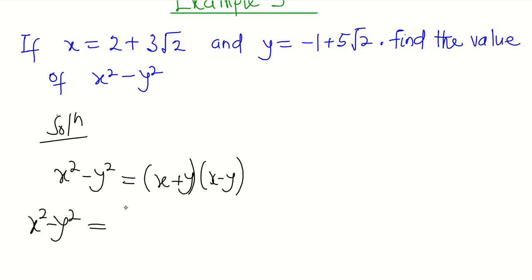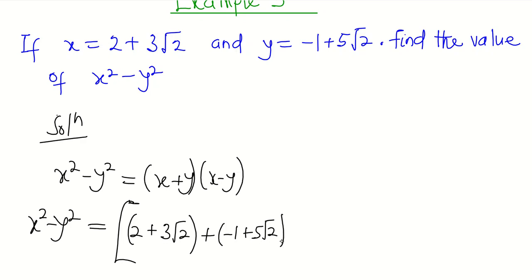Now x we know here to be 2 plus 3 square root of 2. So we have 2 plus 3 square root of 2. We put that in brackets, and plus our y here is minus 1 plus 5 square root of 2. So minus 1 plus 5 square root of 2. And then we also put that in brackets. Alright, put that nicely in these brackets, and then we close it.